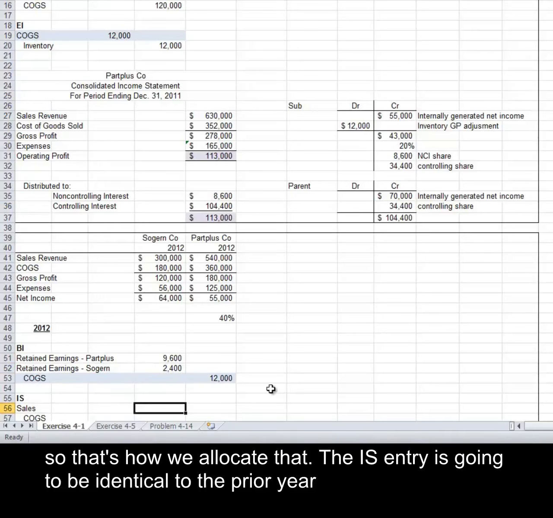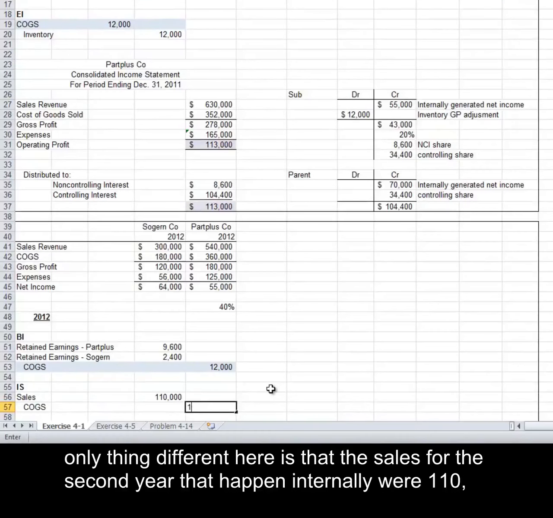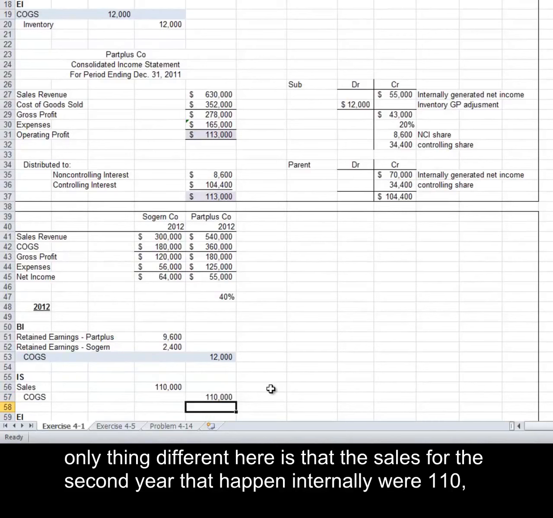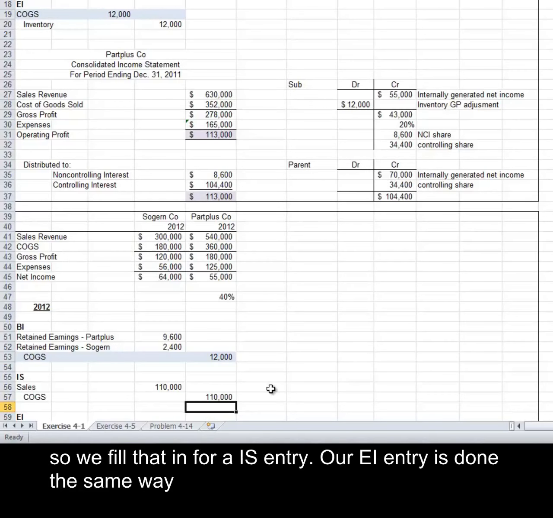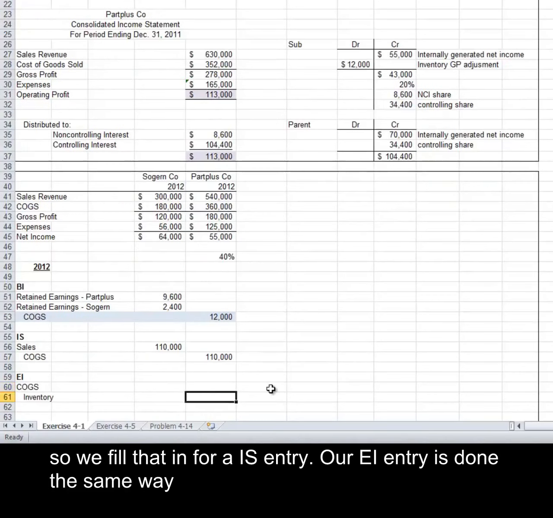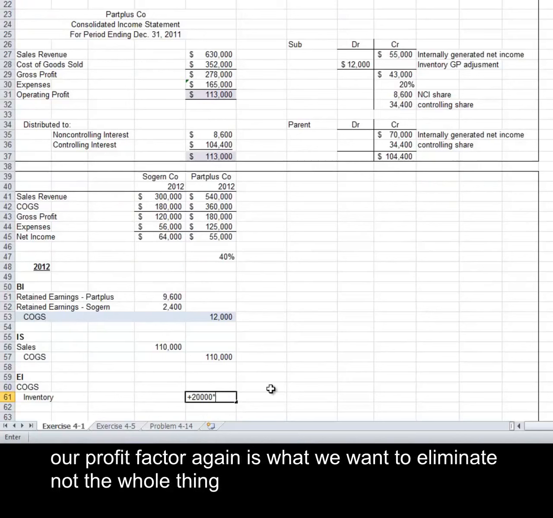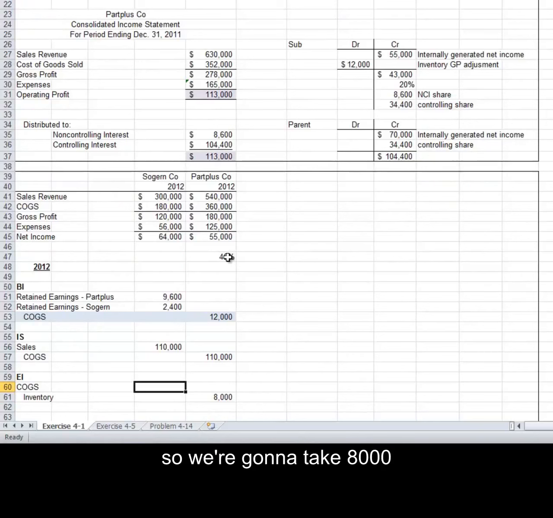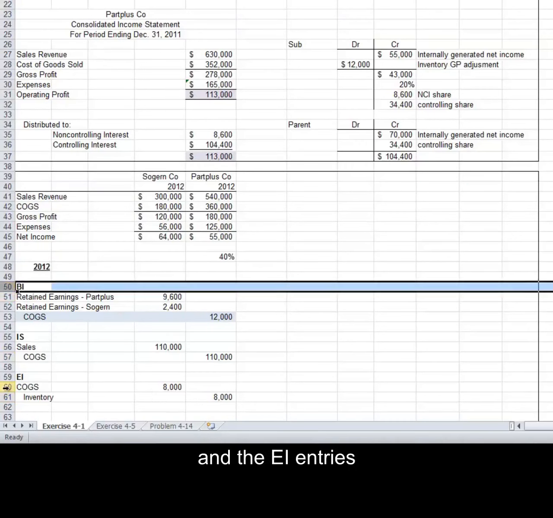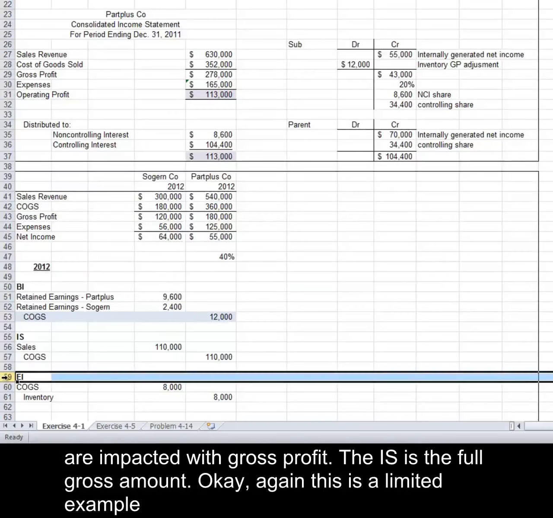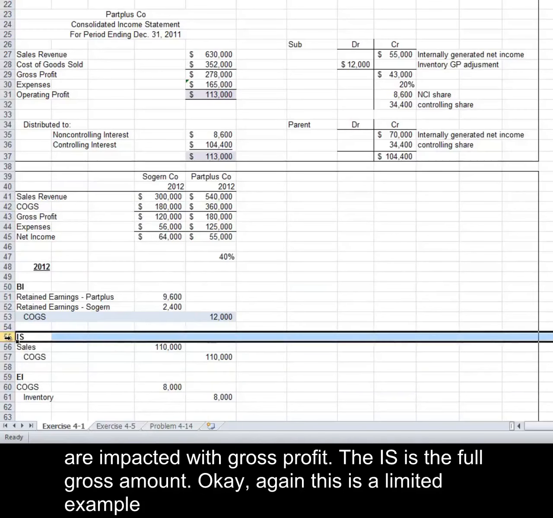The IS entry is going to be identical to the prior year. The only thing different here is that the sales for the second year that happened internally were 110. So we fill that in for our IS entry. Our EI entry is done the same way. We want to know what was in ending inventory, which was 20,000 according to the text, and our profit factor again is what we want to eliminate, not the whole thing. So we're going to take 8,000 out of ending inventory. So the BI and the EI entries are impacted with gross profit. The IS is the full gross amount.